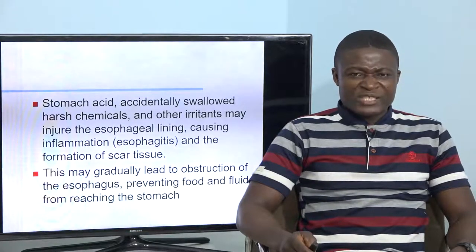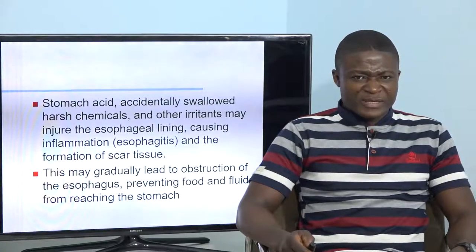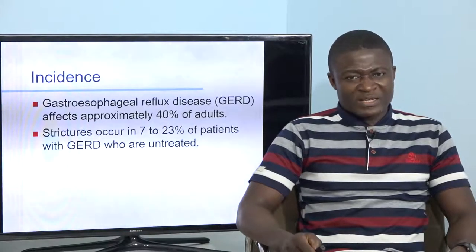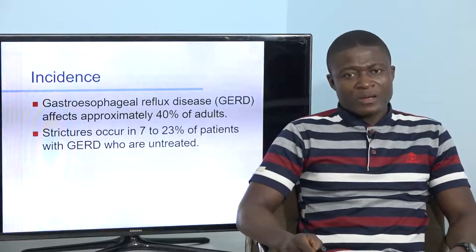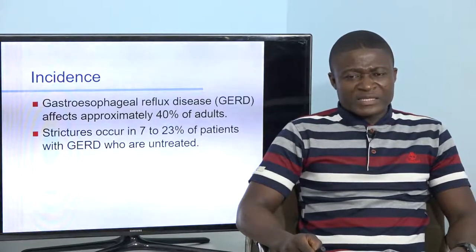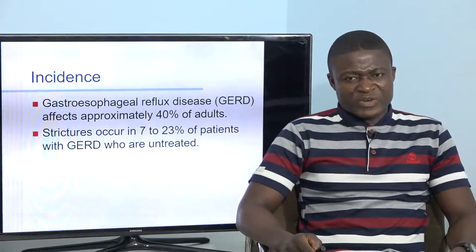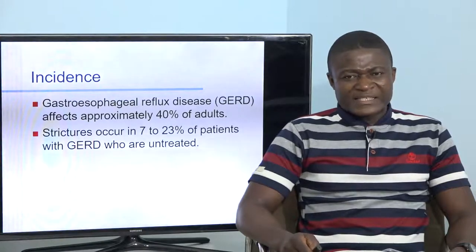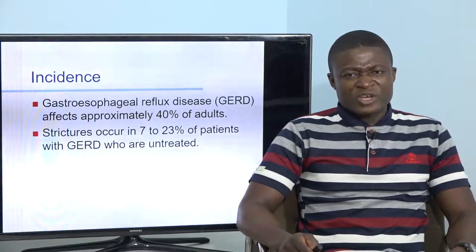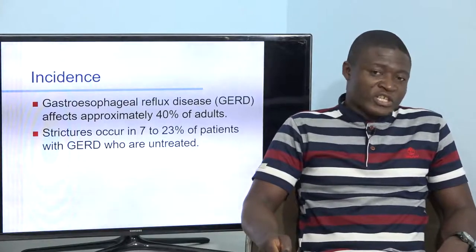This may gradually lead to obstruction of the esophagus, preventing food and fluids from reaching the stomach smoothly. Incidence of esophageal strictures. Gastroesophageal reflux disease affects approximately 40% of adults. Strictures occur in 7 to 23% of patients with gastroesophageal reflux disease who are untreated.